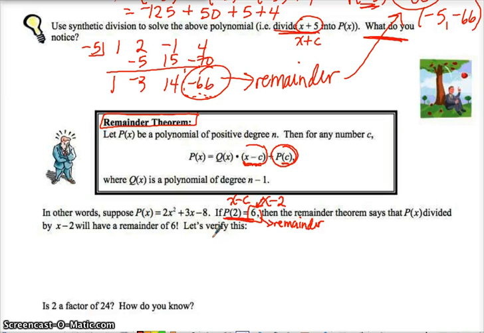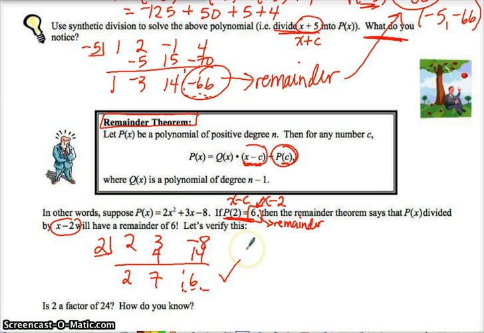So let's verify it. Okay, if I'm given this polynomial, well, I'm dividing by x minus 2, so I'm going to put a 2 up here in the corner. My coefficients are 2, 3, and negative 8. I bring down my 2, I get a 4. Bring down my 7, I get 14. And then I get 6 as a result. So yes, I just verified that p of 2 does in fact equal 6 because my remainder is equal to this value right here. So the remainder is the y-coordinate of your ordered pair, which is a point on that graph.